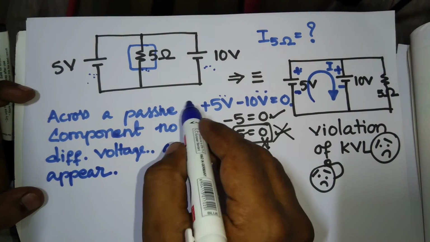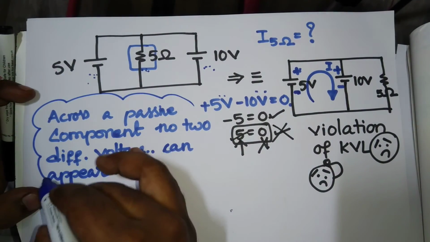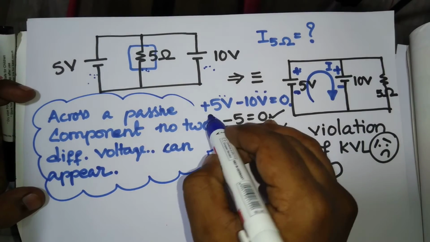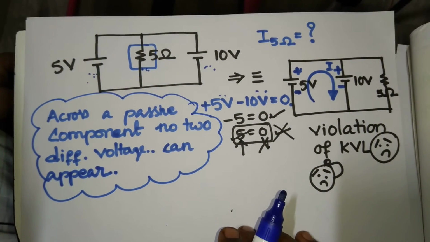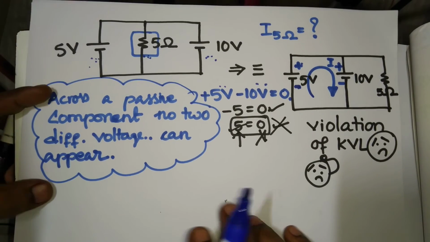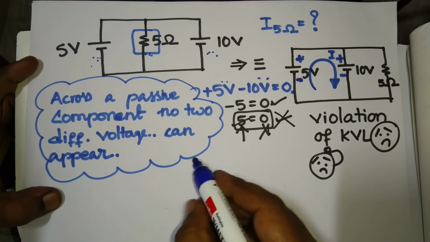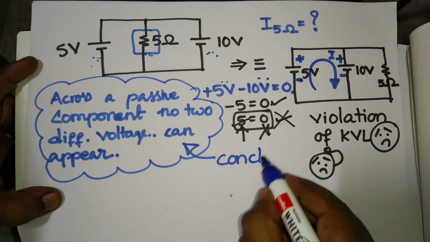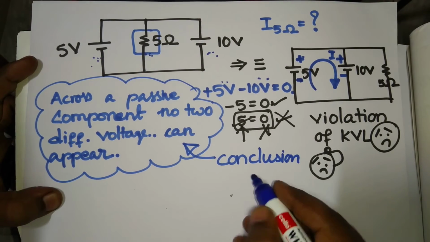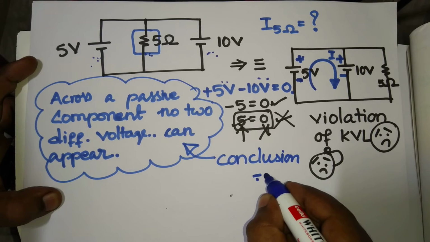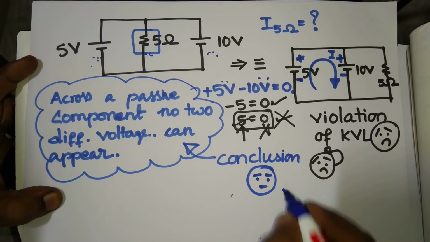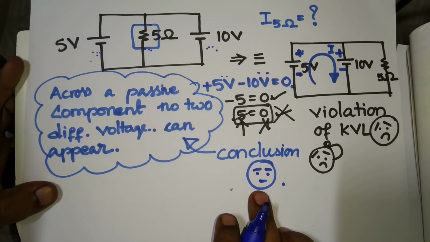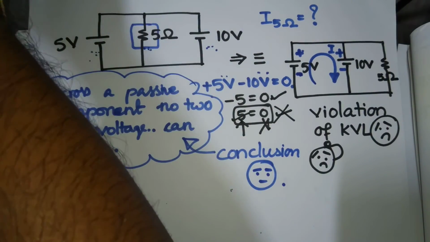Yeah, this is very important. You cannot connect two different voltage sources in shunt or in parallel. Okay, so now what conclusion do we draw from this? So finally you have drawn this conclusion. Yeah, now I'm somewhat okay. I'm not really happy, but I'm somewhat okay now. So I'm neither smiling nor crying.